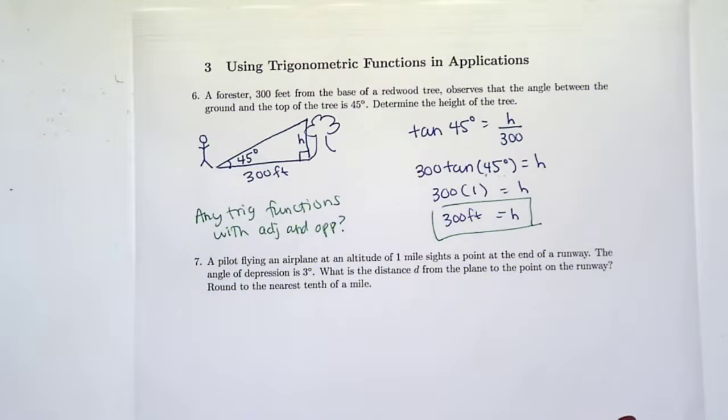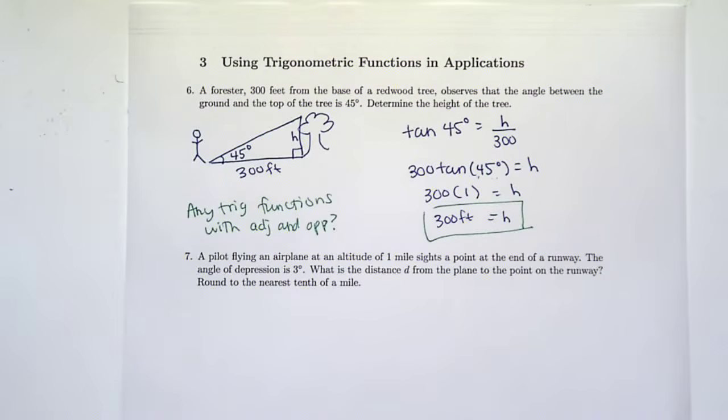Number 7 says a pilot flying an airplane at an altitude of 1 mile sights a point at the end of a runway. The angle of depression is 3 degrees. What is the distance d from the plane to the point on the runway, rounded to the nearest tenth of a mile? Okay, first things first, let's draw a picture.